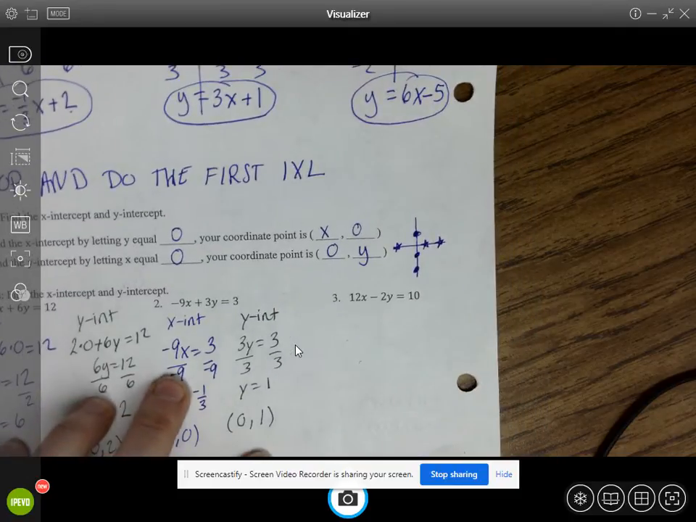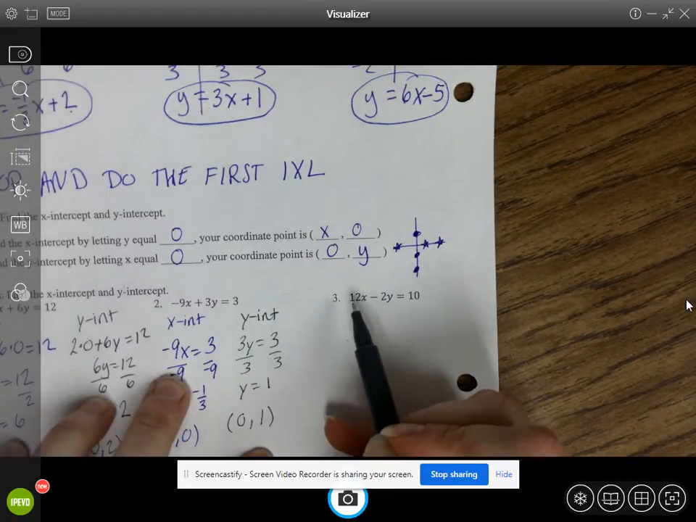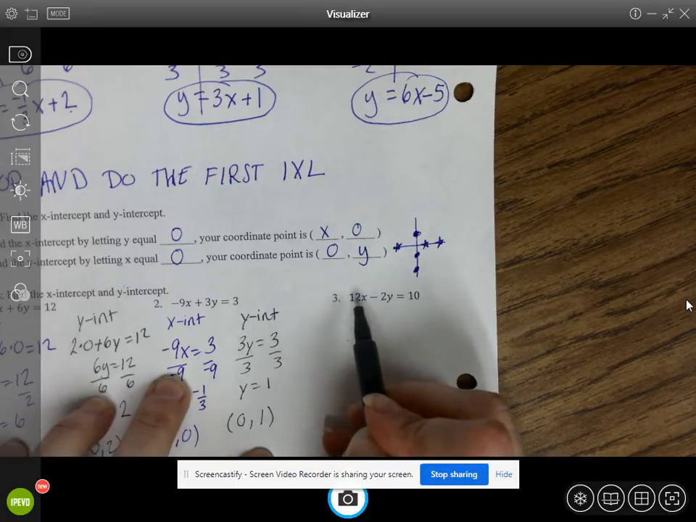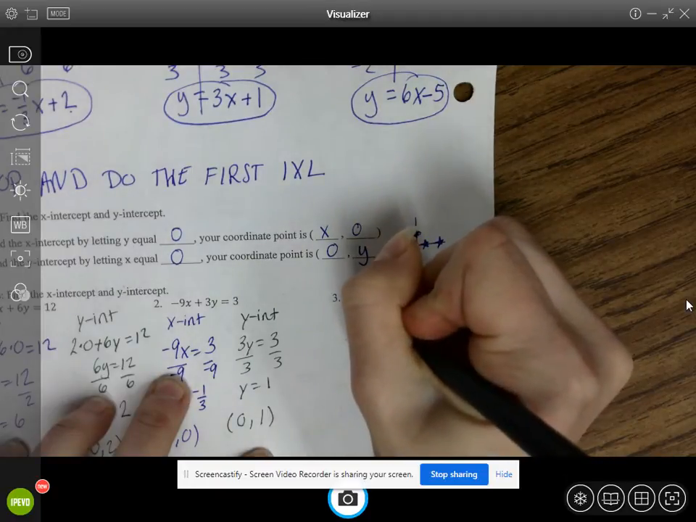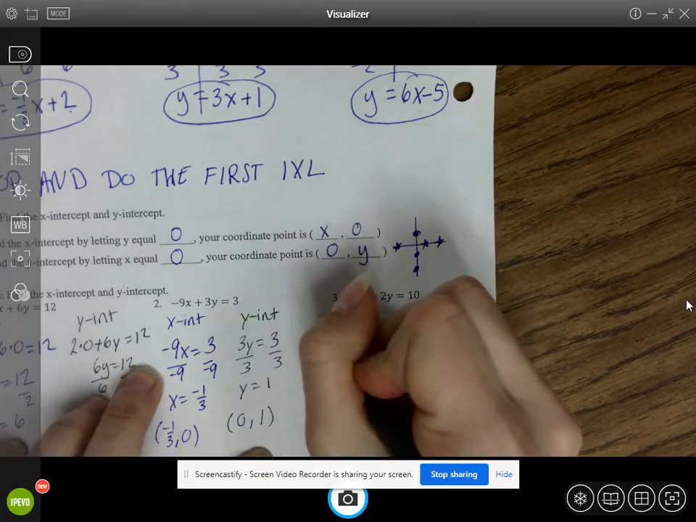Now, you should try the last one on your own, except, pause for a second, I need you to change this number right here where it says 12x minus 2y equals 10. I need you to change this 12 to be a 10. So this should say 10x minus 2y equals 10. Now find your x and y intercepts on your own. Pause the video, try it, and then watch to make sure you did it correctly. Okay.